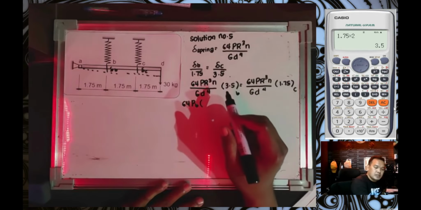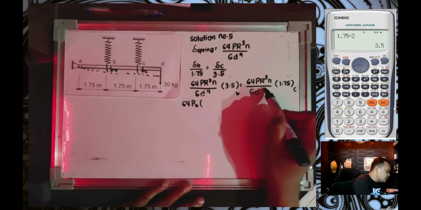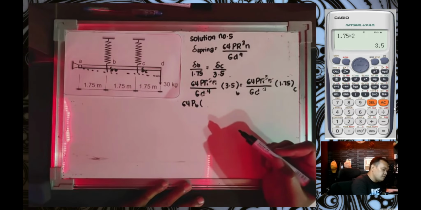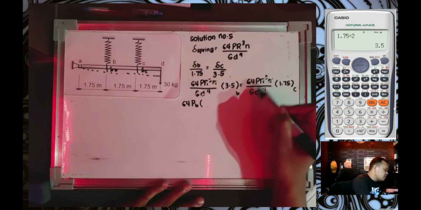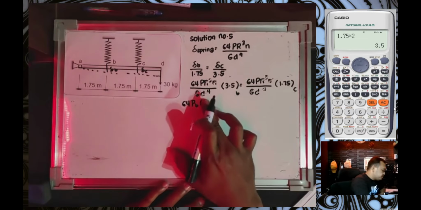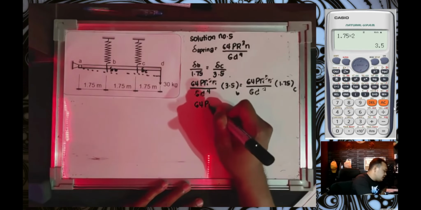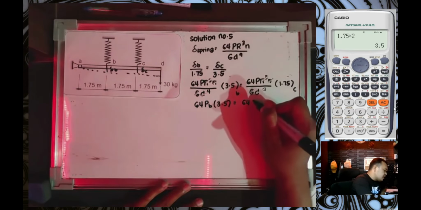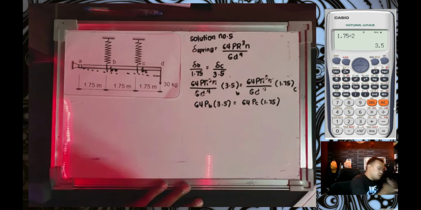We can cancel them because the values are the same. Cancel the D, cancel the R, cancel the N, since they have the same value. The G is also the same, so we can cancel this and this. Okay? So, let's check. What remains is 64 P B times 3.5, which is equivalent to 64 P C times 1.75. We are looking for P C over P B.